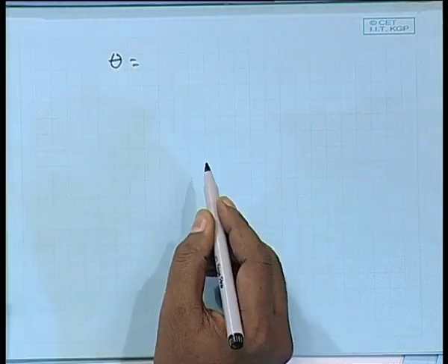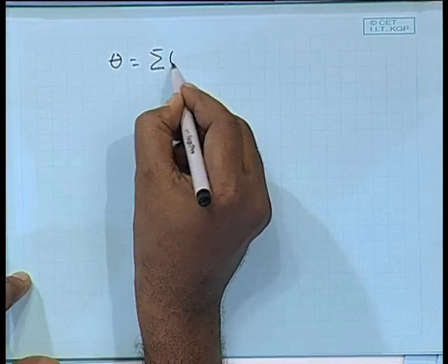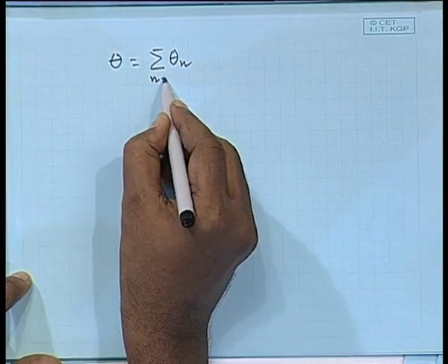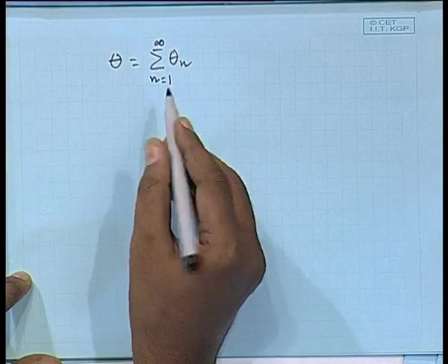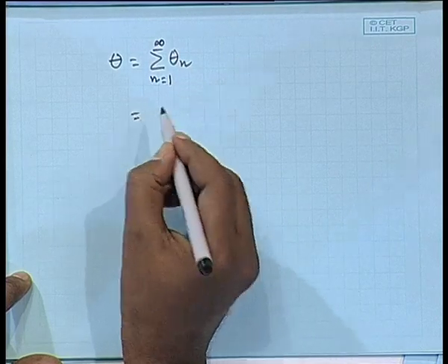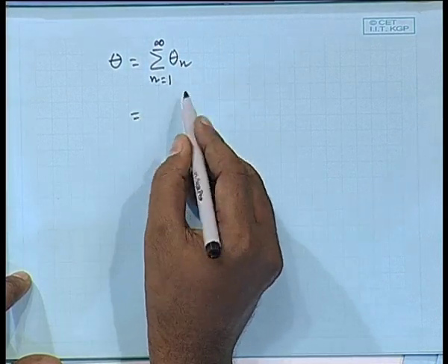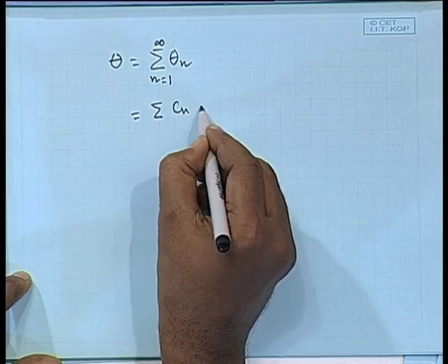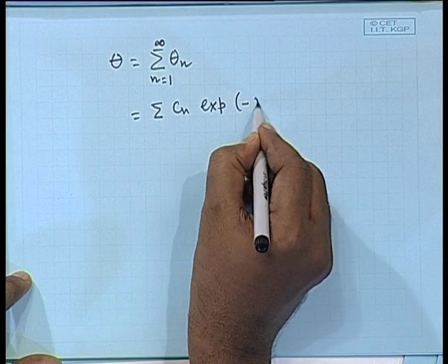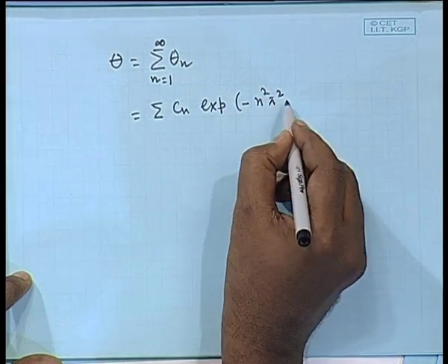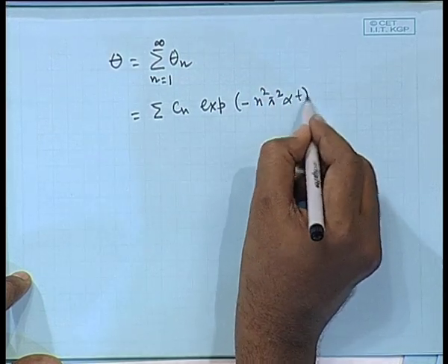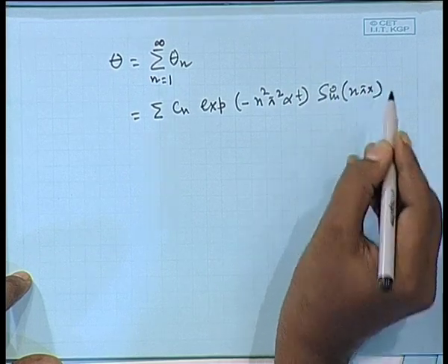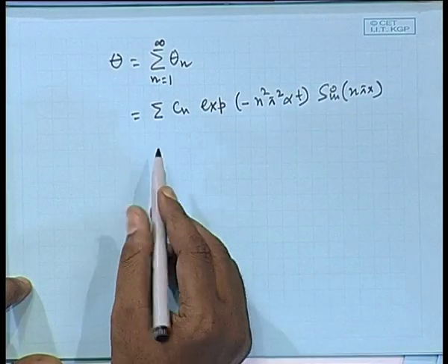Okay, so what is the actual theta will be? Theta will be summation of all the n contributions. N is equal to 1 to infinity, and this will be Cn exponential minus n square pi square alpha t sin n pi x. Okay.